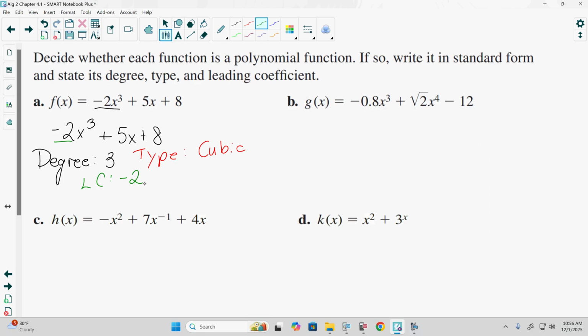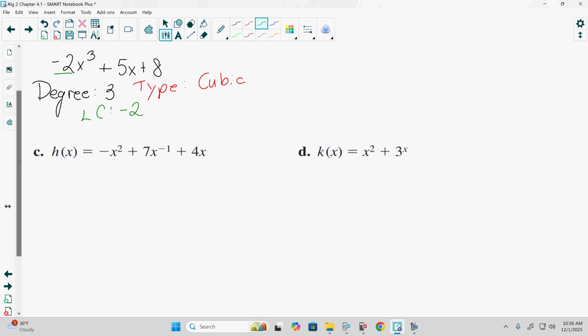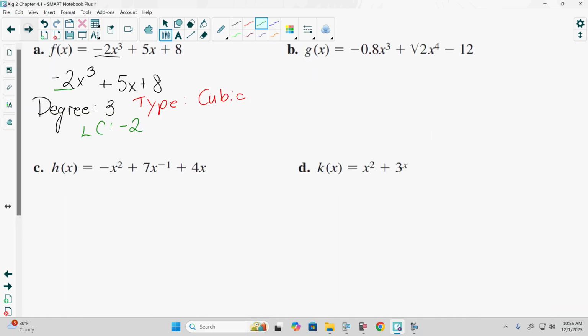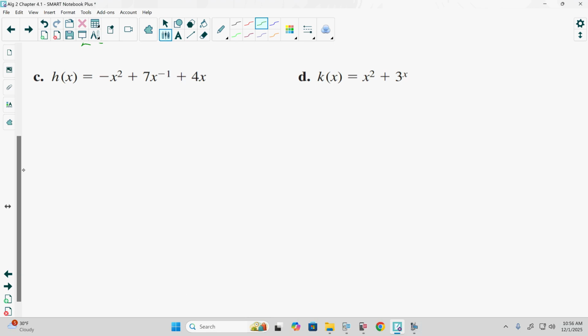Let's jump down to C. We'll do B here in a second. H of x equals -x squared plus 7x to the -1 plus 4x. So, we need to determine if it is a polynomial function. Exponents aren't negative. So we have a negative exponent, yes? So we can say this is what? Not a polynomial. It's not a polynomial.